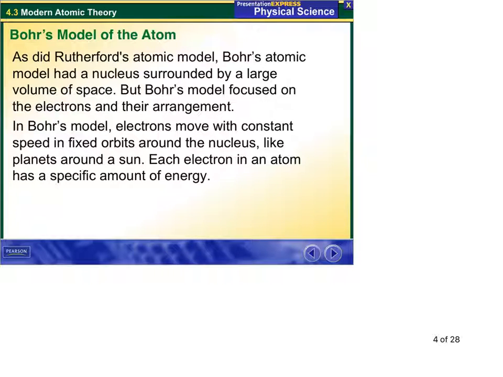Bohr's atomic model, like Rutherford's, had a nucleus surrounded by a large volume of space. Bohr's model focused on the electrons and their arrangement. Rutherford focused more on the nucleus. In Bohr's model, the electrons move with constant speed in fixed orbits around the nucleus, much like planets around the sun. Sometimes it's called the planetary model.